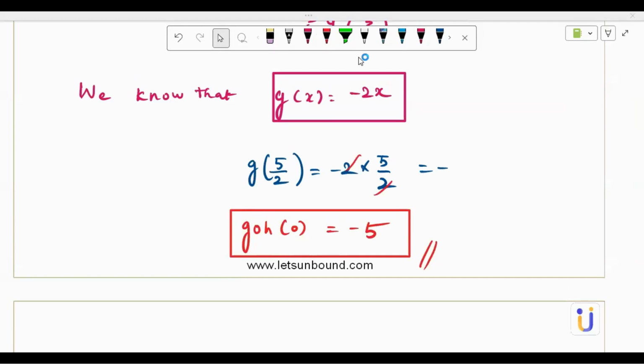So that's simple. Very simple question. This will fetch us 7 marks. Easily we can score it.